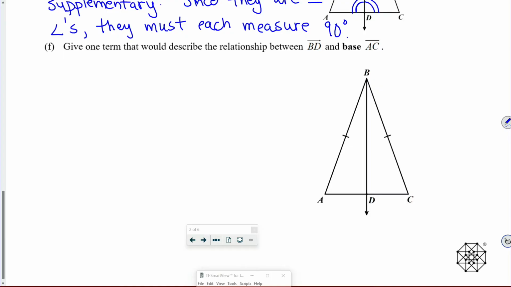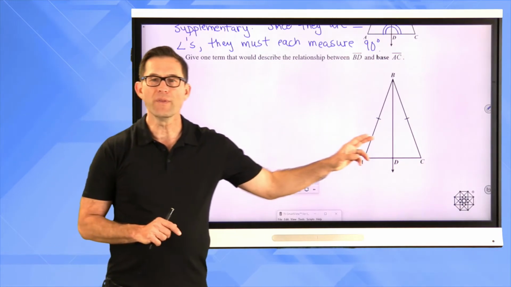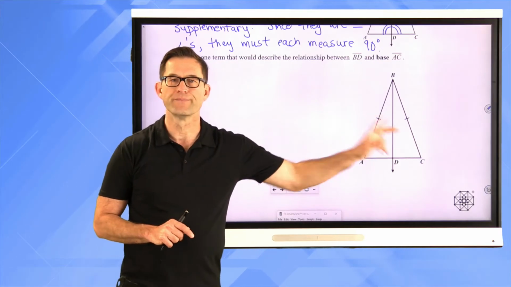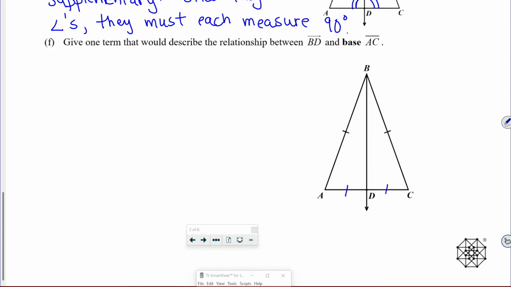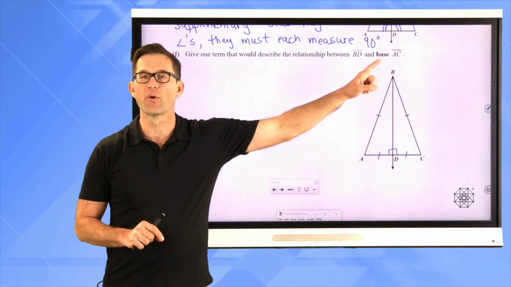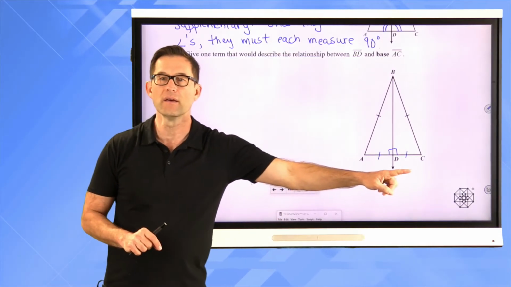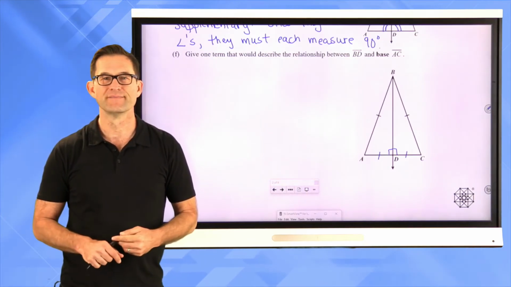So now, one final piece, letter F. Give one term that would describe the relationship between ray BD and base AC. Let's mark some things we know. We know these two triangles are congruent. We know that means AD is congruent to CD, and we know that those are both right angles. So what is one excellent term to describe the relationship between BD and AC? Pause the video now and see if you can write something down.